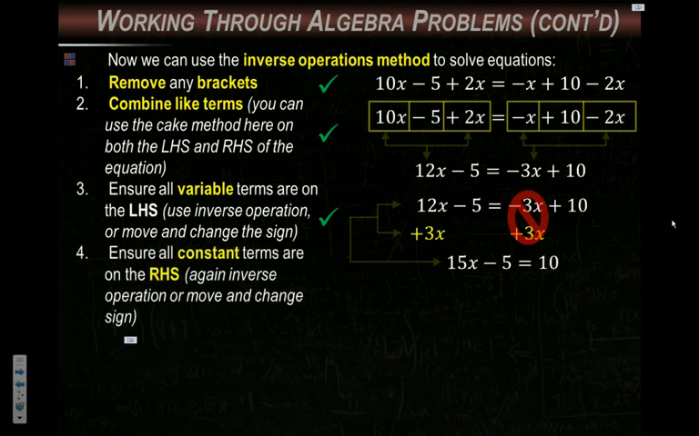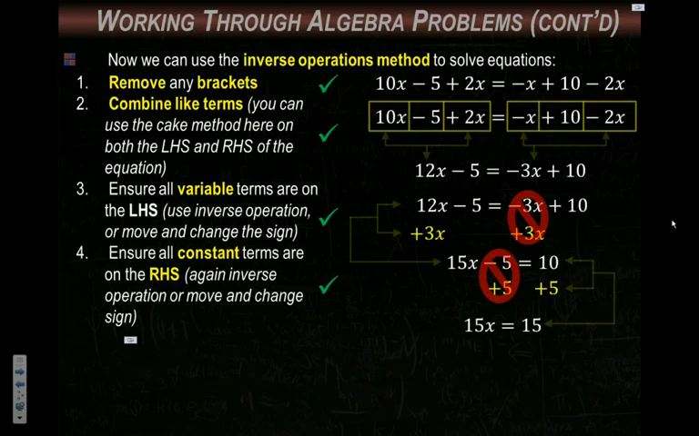Move on to step 4. All constants should be on the right-hand side. So I have this constant, negative 5. I get rid of it with positive 5, but I have to do the same to the other side. Okay? Moving on to step 5.